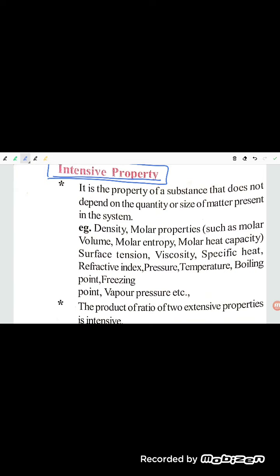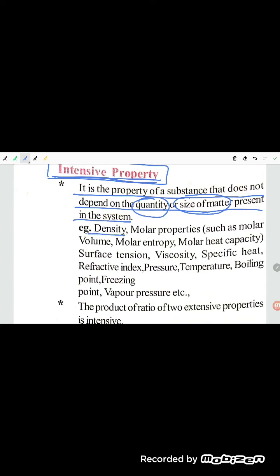So let us see the first line. It is the property of a substance that does not depend on the quantity or size of the matter in the system. So any property which does not depend on the quantity or the size of the matter is what is known as an intensive property. Okay, let us go with an example.